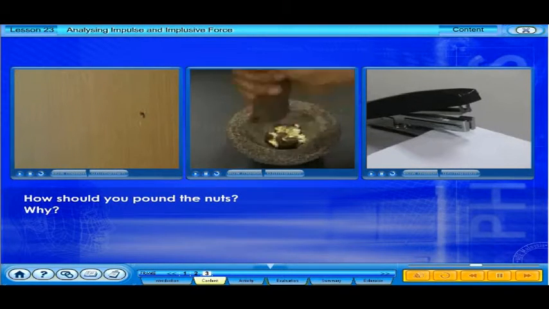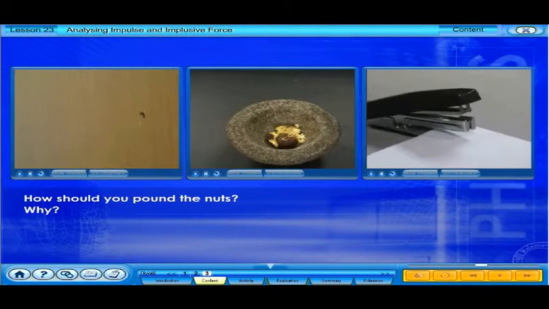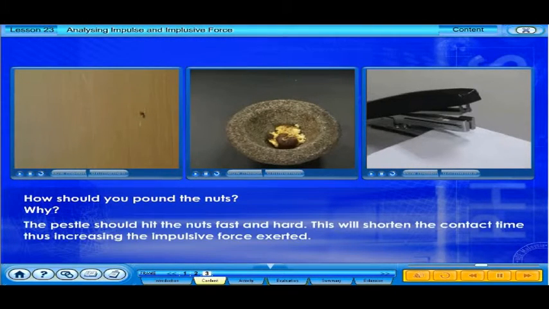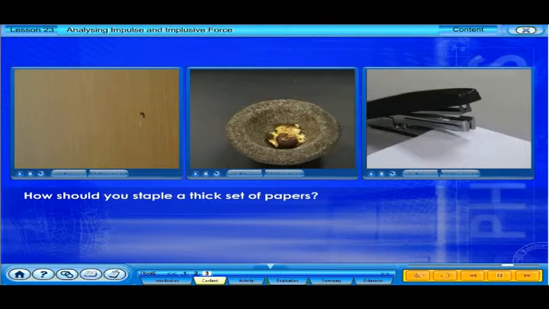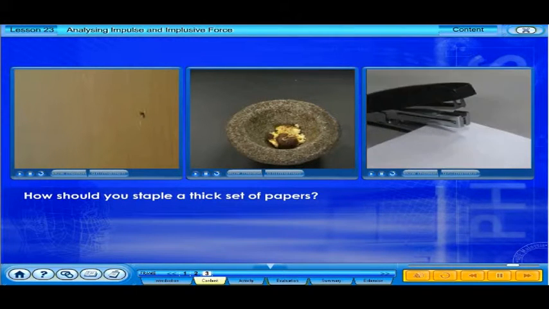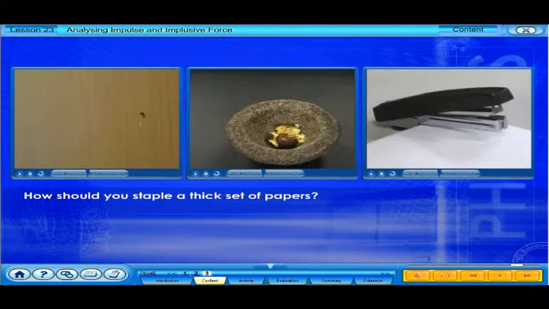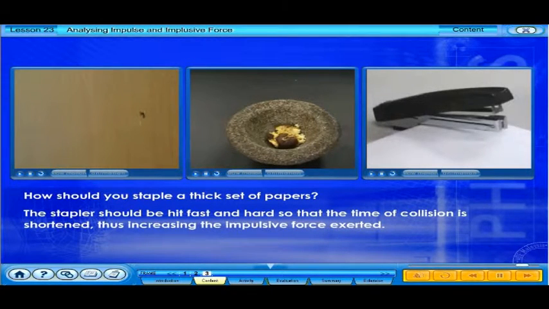How should you pound the nuts? Why? The pestle should hit the nuts fast and hard. This will shorten the contact time, thus increasing the impulsive force exerted. How should you staple a thick set of papers? The stapler should be hit fast and hard so that the time of collision is shortened, thus increasing the impulsive force exerted.